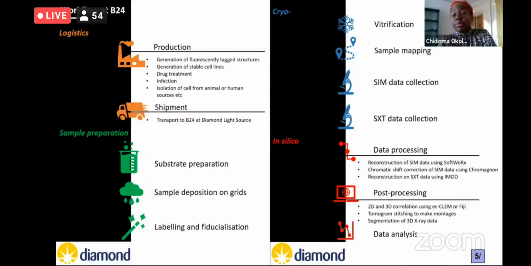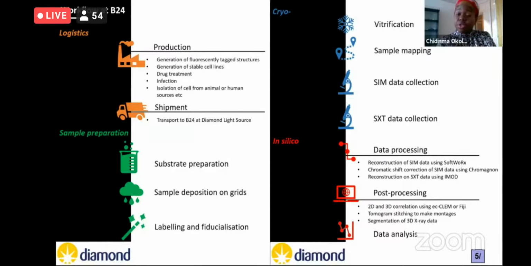We use TEM grids as our platform. Following deposition, we either label with fluorophores if we want to do fluorescence imaging with Cryo-SIM, and then we put positional markers, which are fiducials. Positional markers help us to reconstruct tilt series into 3D tomographic volumes, or they can help us to correlate fluorescence images and soft X-ray images.